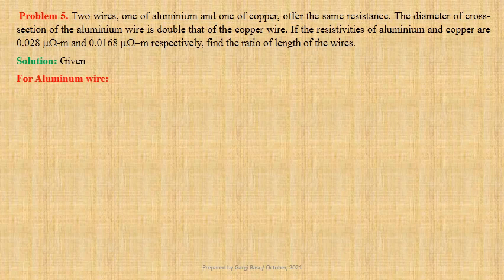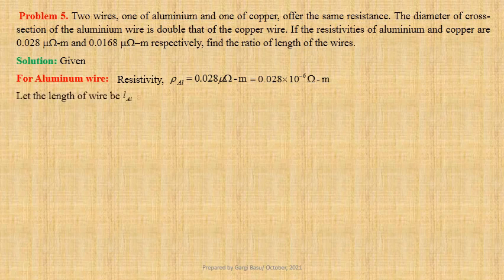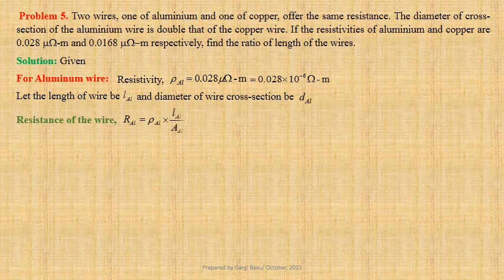Let us first write down the given data. For aluminium wire, resistivity ρAl equals 0.028 microohm meter, that is equal to 0.028 into 10 to the power minus 6 ohm meter. Let the length of the wire be LAl and diameter of wire cross section be DAl. Now the expression for resistance of the wire RAl equals ρAl into LAl by AAl. Expression for cross sectional area AAl equals pi by 4 into DAl square.